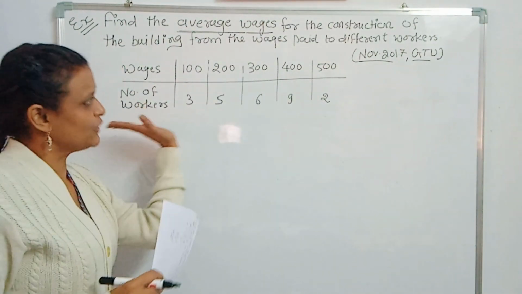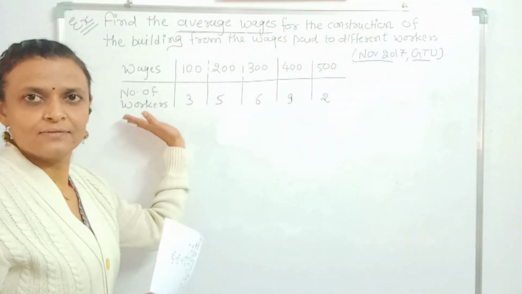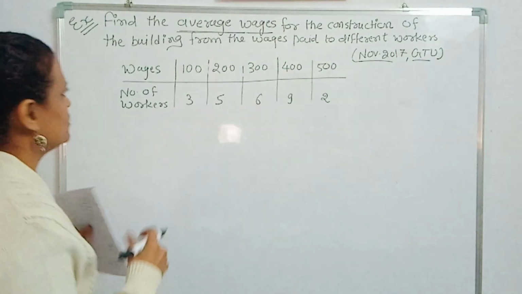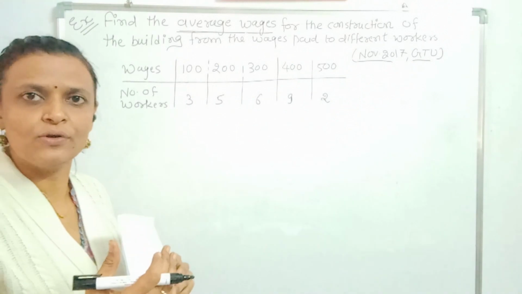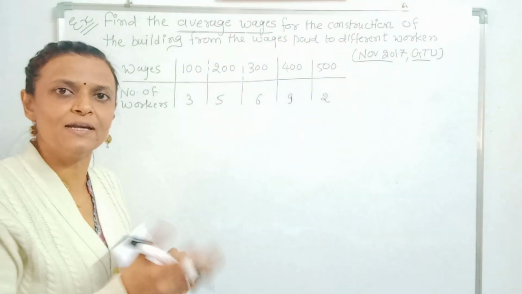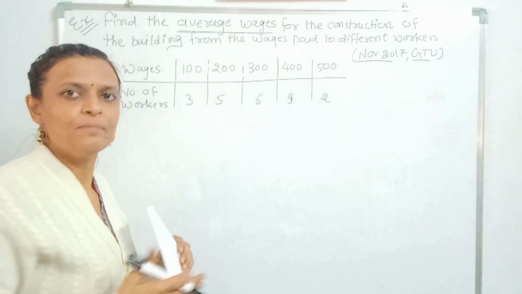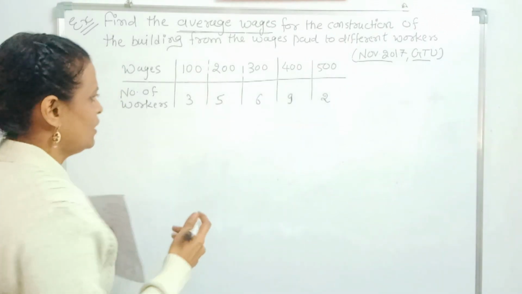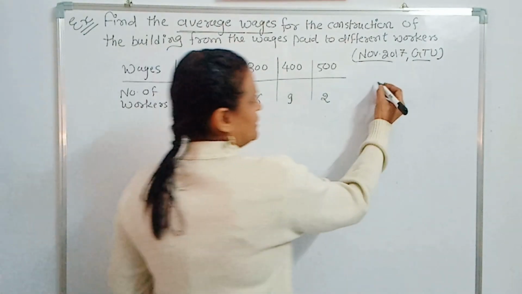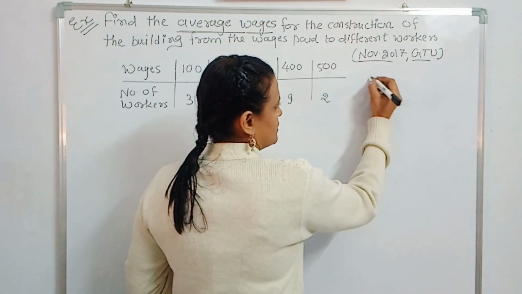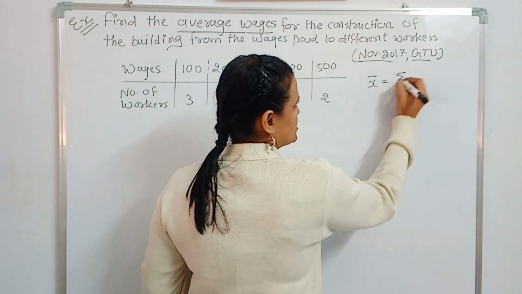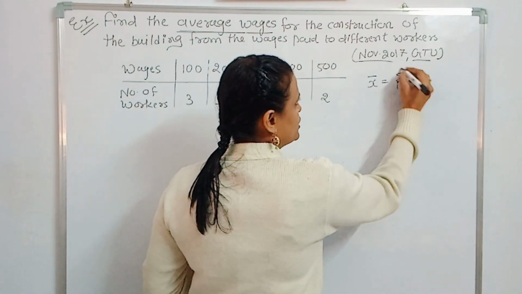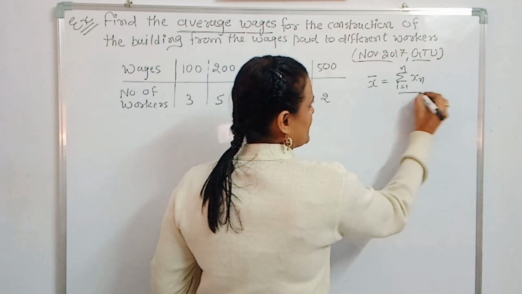So we know that this is grouped data. So the method to find the mean value will be different from what we have solved in the previous example. In the previous example, my equation was x bar is equal to summation from i equal to 1 to n of xi divided by n.